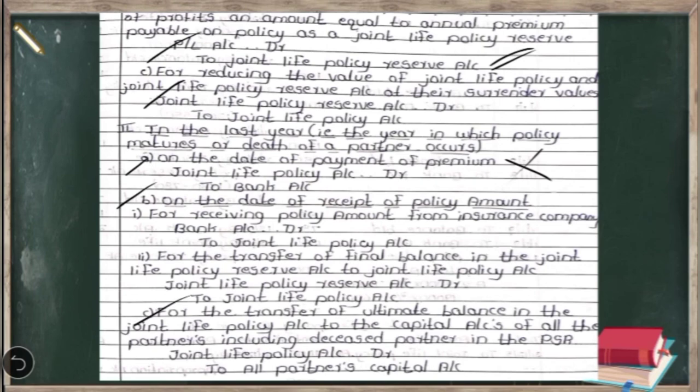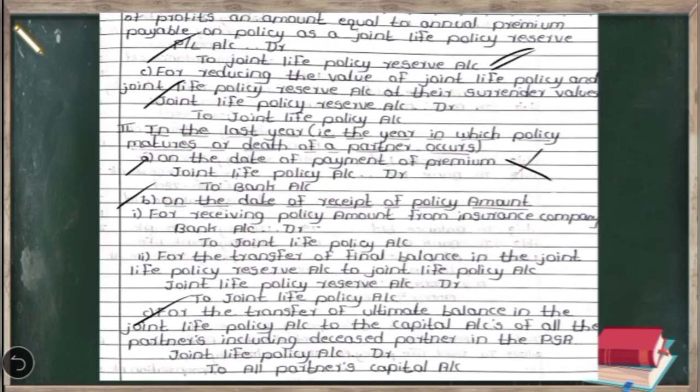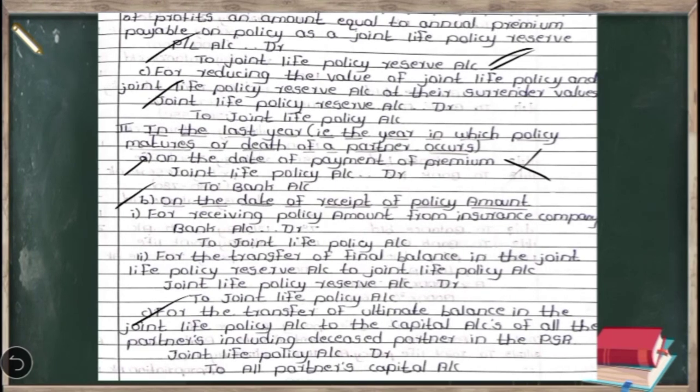Okay, then the last entry we have to pass is for transferring the ultimate balance in the joint life policy account to the capital accounts of all the partners, including the deceased partner, in the profit sharing ratio. Which means that after writing all these entries we are going to close the joint life policy account and find out the final balance we get on the debit side, which is the balancing figure, and that will be transferred to all partners capital account in their profit sharing ratio. The entry would be joint life policy account debit to all partners capital account. Okay, so that is how we are going to pass the entries in case of joint life policy for recording the joint life policy transactions.